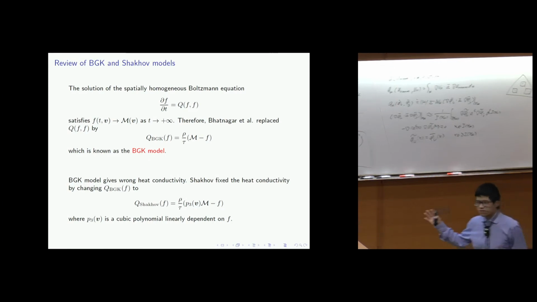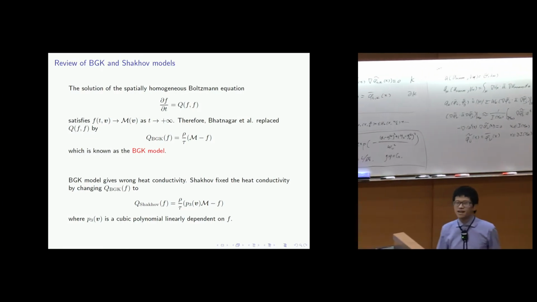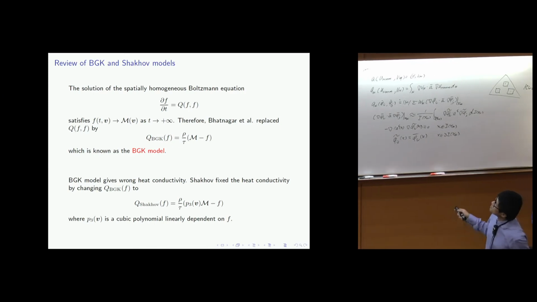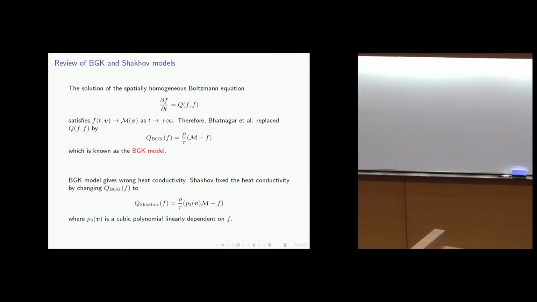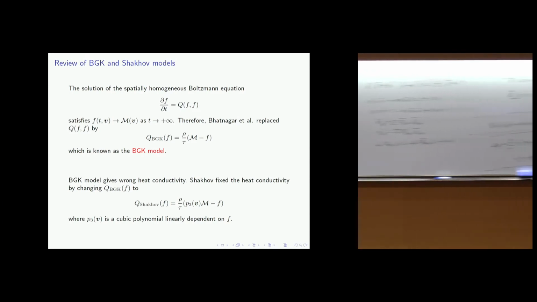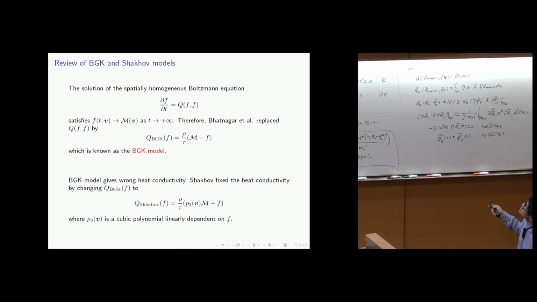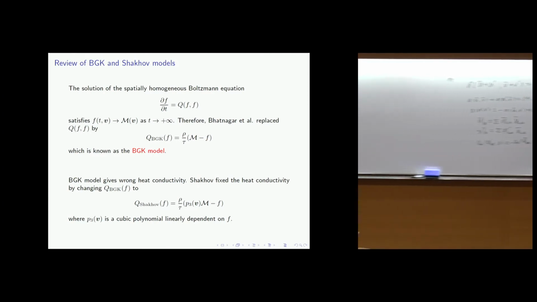Okay, I have a very complicated collision operator. I cannot simulate it, so I replace this by some simple ones. These are some simple ones. This is called the BGK model. This is called the Shakhov model. This is the original Boltzmann equation. We know that this right-hand side is complicated. But we know a very special property of this right-hand side, which is that when t goes to infinity, we have a steady state. The steady state is this Maxwellian. It's a Gaussian. Okay, then I want to replace this right-hand side by a new right-hand side. And I want to ensure that this new right-hand side has the same property.